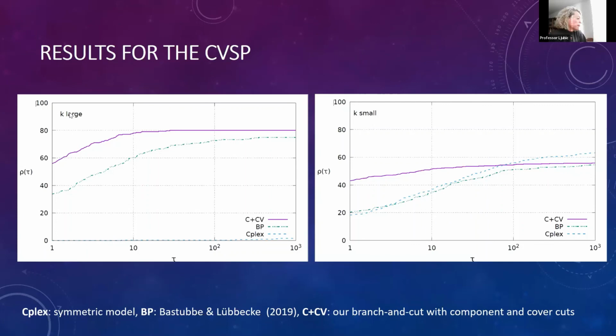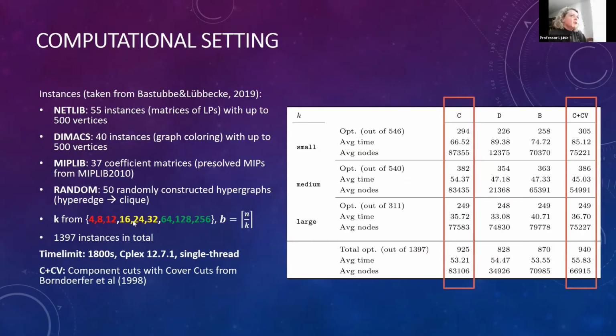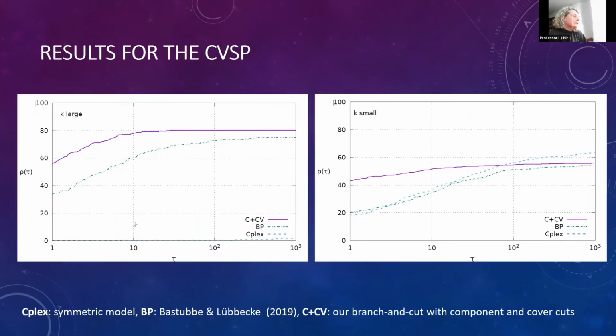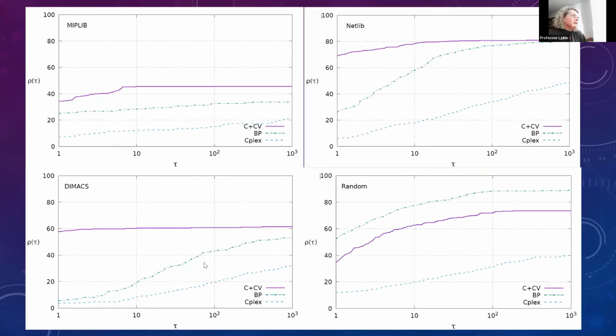On the other hand, if we have a relatively small number of bins, you can see that the black box CPLEX solver is actually able to outperform us on a small set of instances. And K small really means K equal 4, 8, or 12. Okay, when you look at the differentiation based on the type of graphs, you can see that our method outperforms all the others everywhere except for the randomly generated graphs, where branch and price is better.